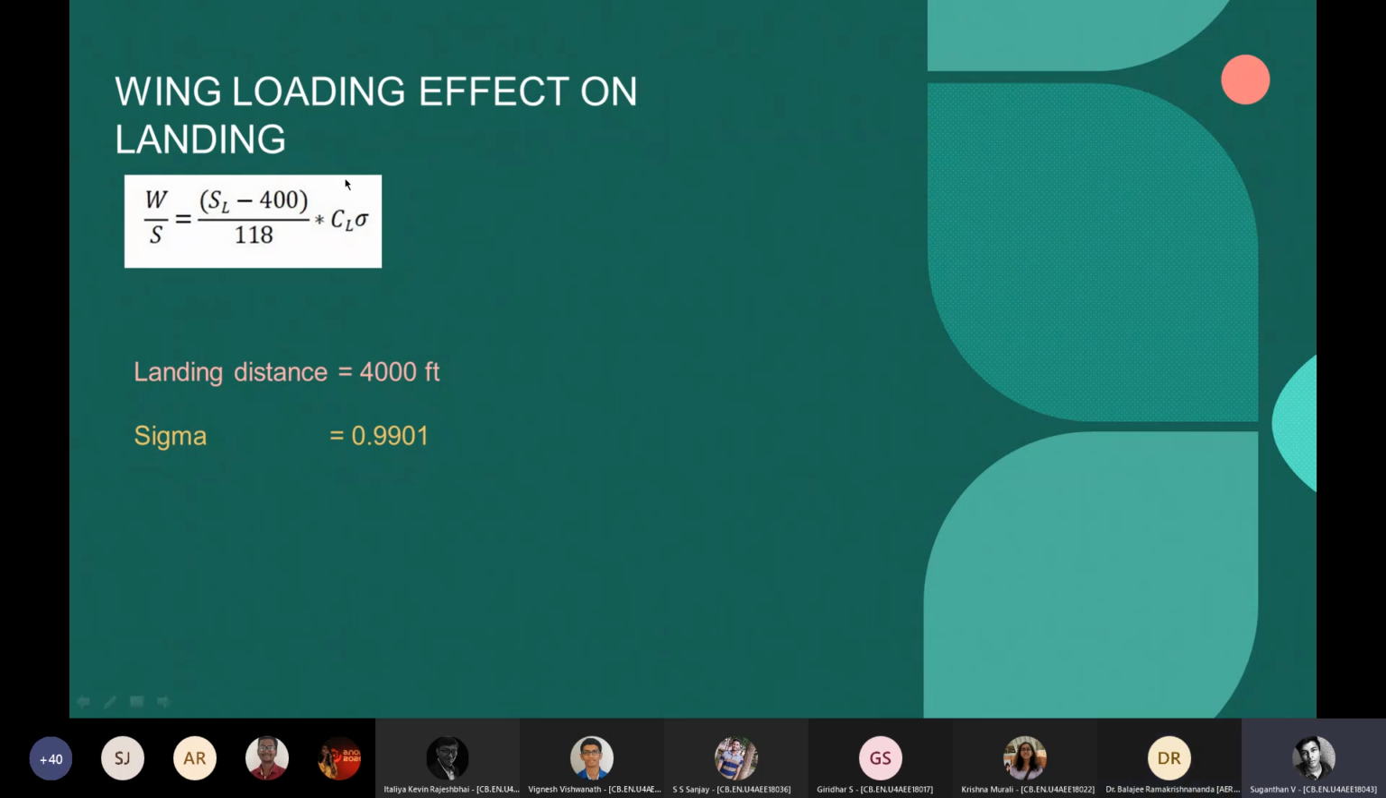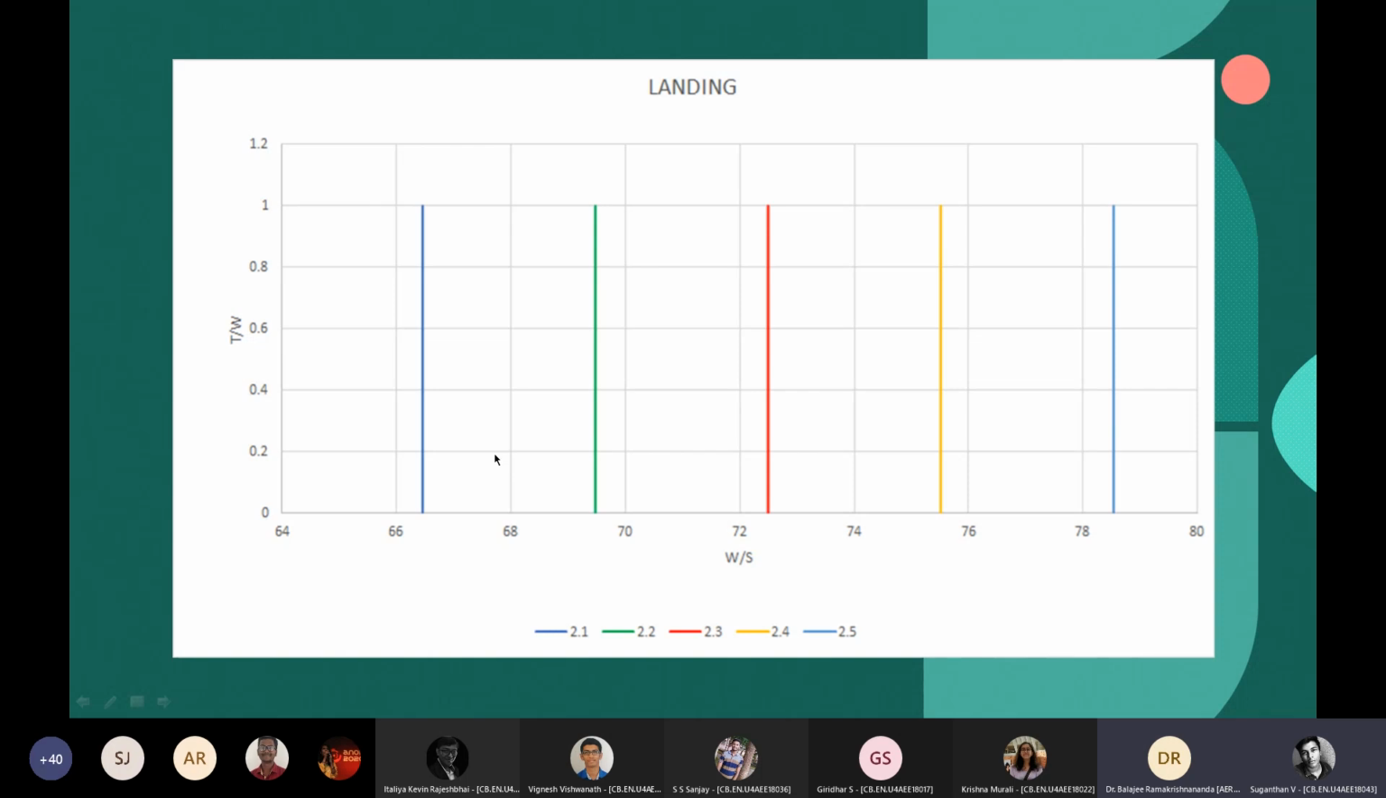So it's the wing loading effect on landing. Landing distance is chosen to be 4,000 feet, and the sigma value can be found because the air base's altitude is known, and the density there and the sea level density are known. From that, it's found to be 0.99. So the wing loading unit here will be LBF, pound per feet squared. You have to plot it in Newton per meter squared actually. You do the calculations in English units, that's okay, but when you present graphs or the final numbers, they should be in SI units. Okay, sir, I'll change that in the report. But all the graphs here are in British units.